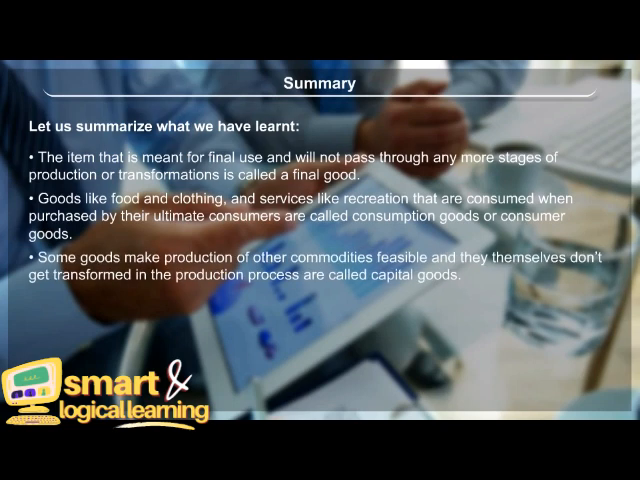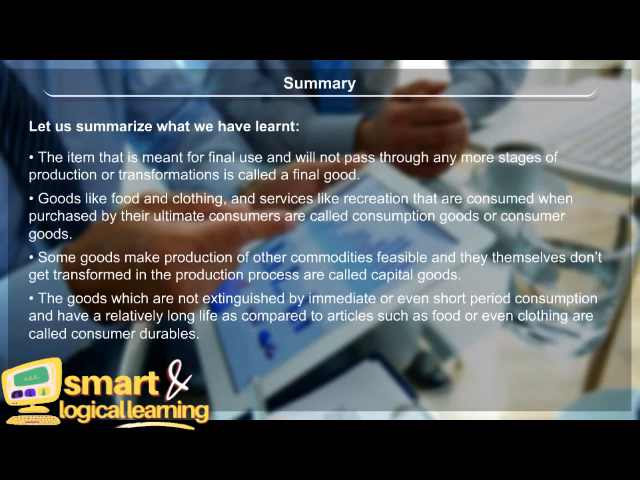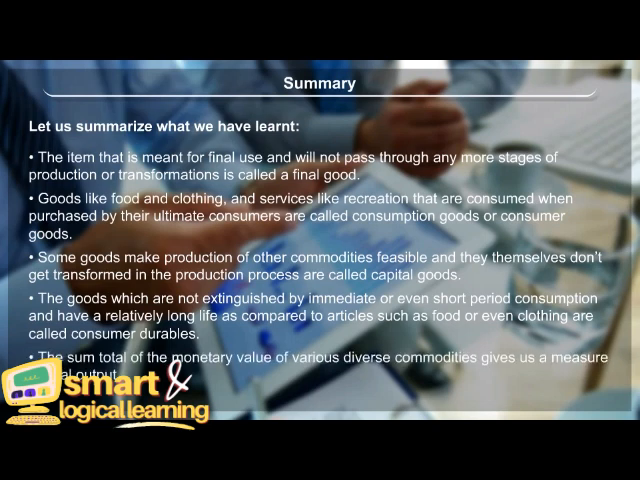Some goods make production of other commodities feasible, and they themselves don't get transformed in the production process; these are called capital goods. The goods which are not extinguished by immediate or even short-period consumption and have a relatively long life as compared to articles such as food or clothing are called consumer durables. The sum total of the monetary value of various diverse commodities gives us a measure of final output.